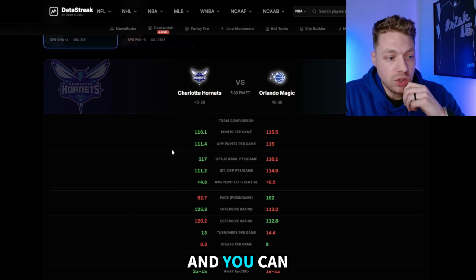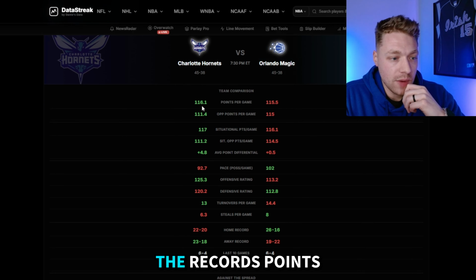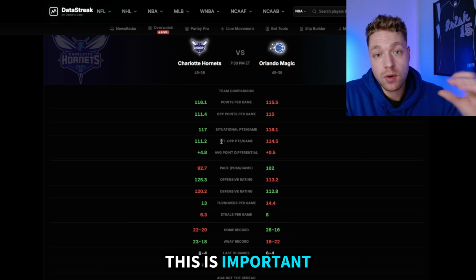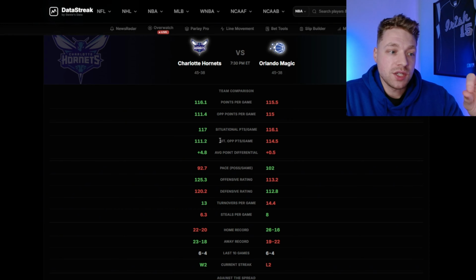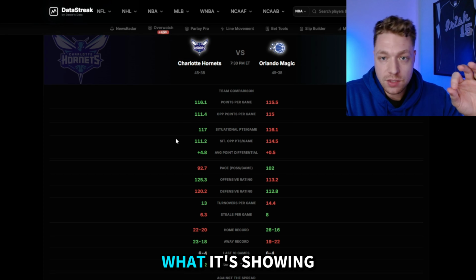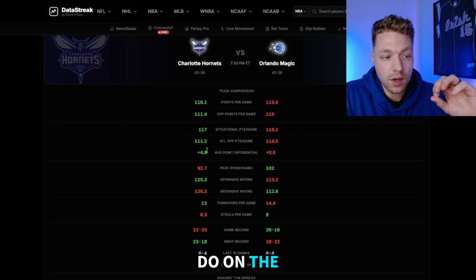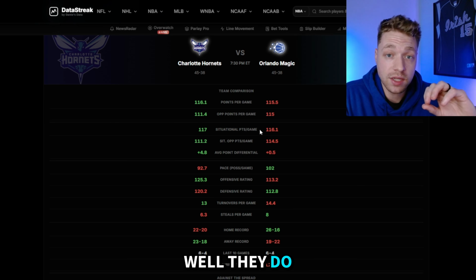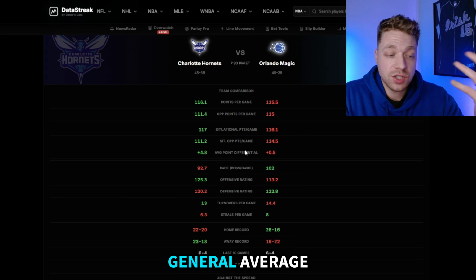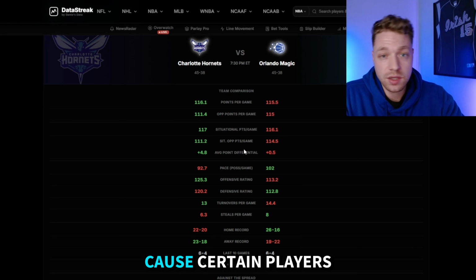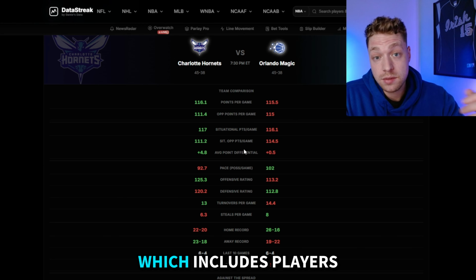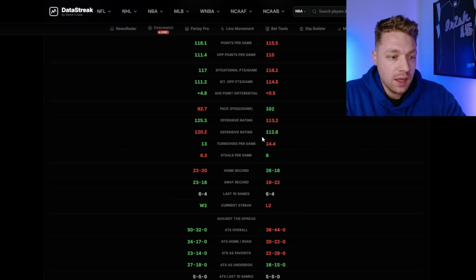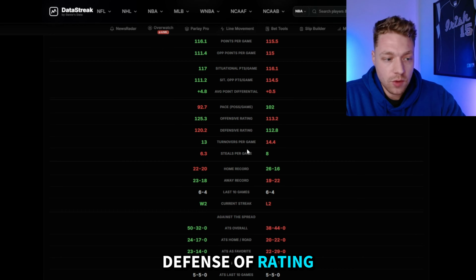And you can see here, the records, points per game. Then we have situational points per game. This is important because this looks at whatever situation they're in. So Hornets on the road, that's what it's showing, how well they do on the road. These are stats on the road. Magic are at home, so we're looking at how well they do at home. If we look at a general average, it doesn't give us the full picture because certain players or certain teams, which includes players, play better at home versus the road. We got pace, offense, defensive rating, all that.